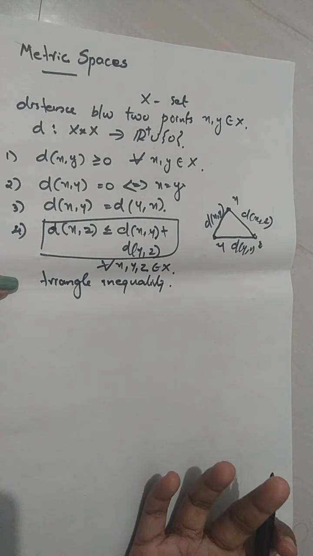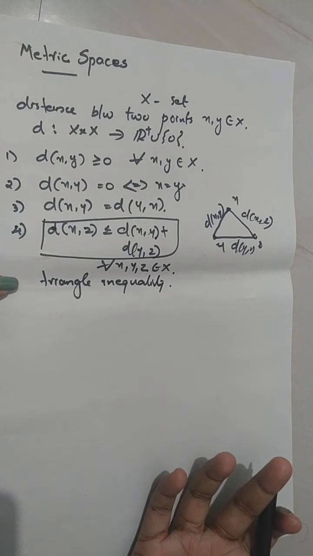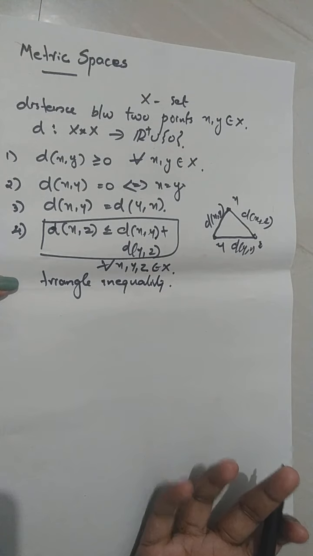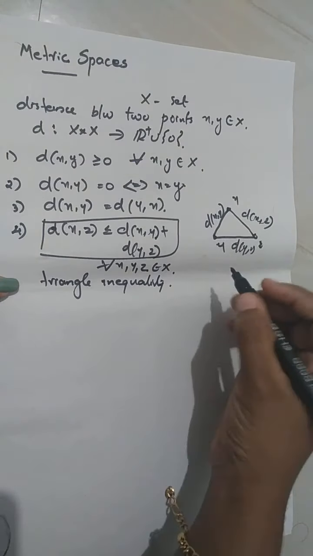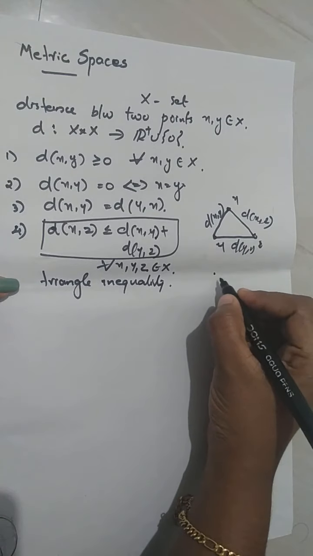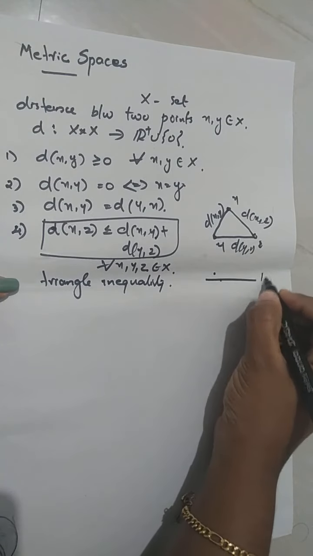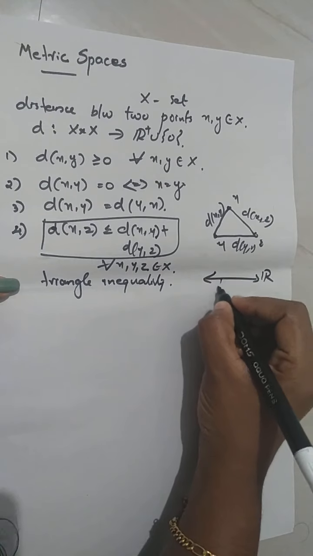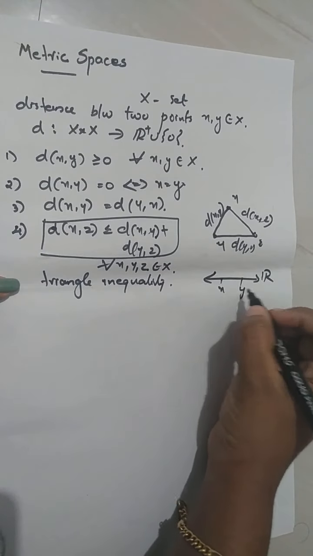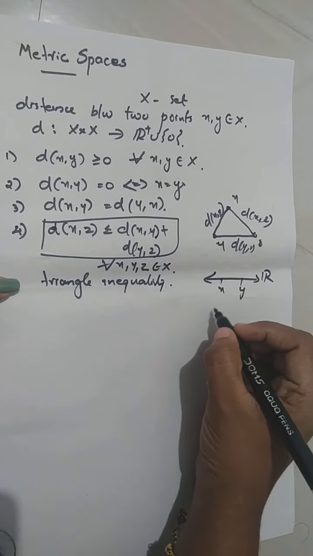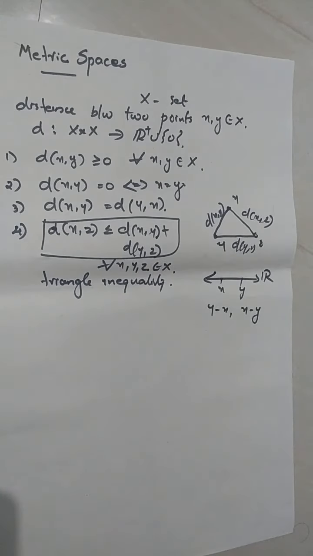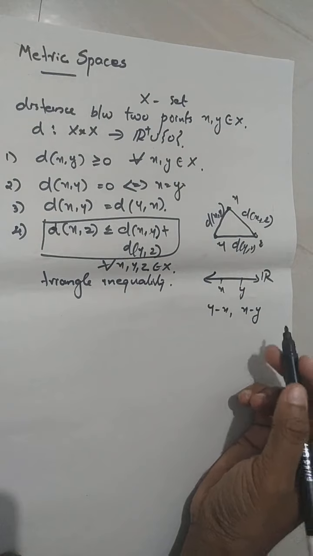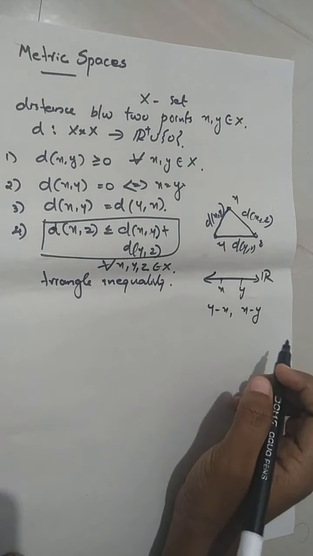So distance has all these four properties. Now we generalize this concept of distance. Distance will not always be the straight line distance. We all know that when you have two points x and y on the real line, the distance between x and y will be either y minus x or x minus y, according as x is less than y or y is less than x.